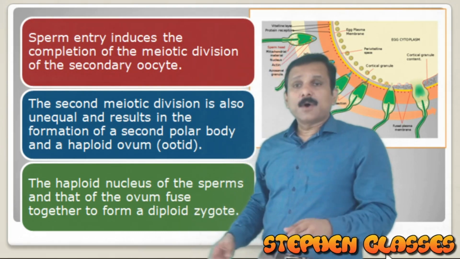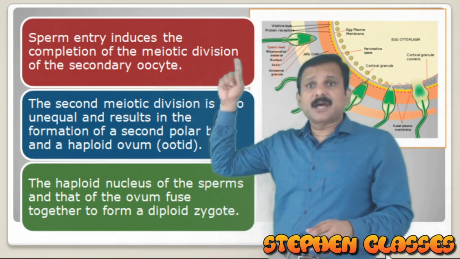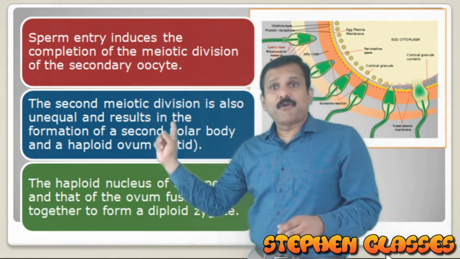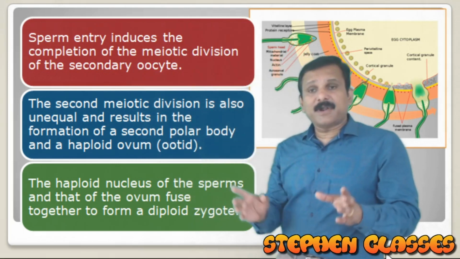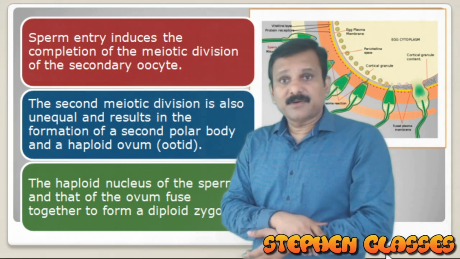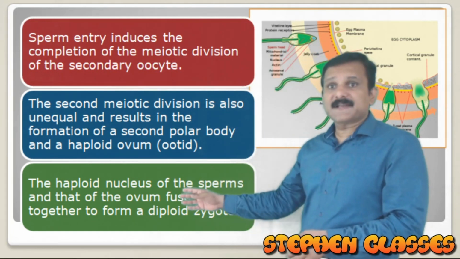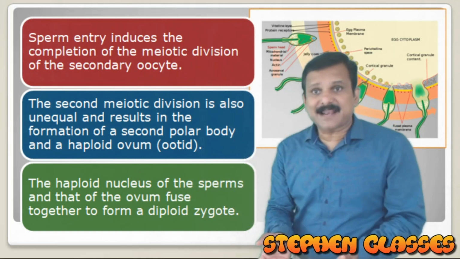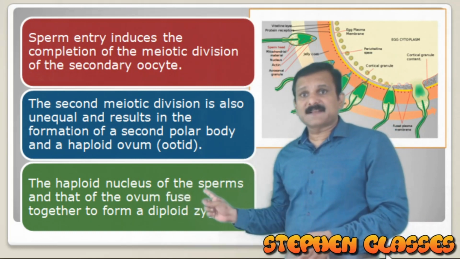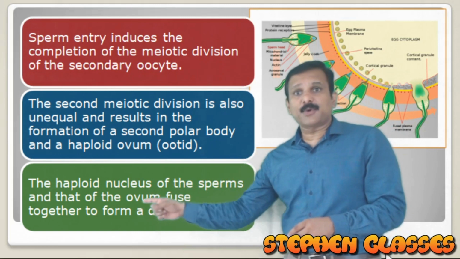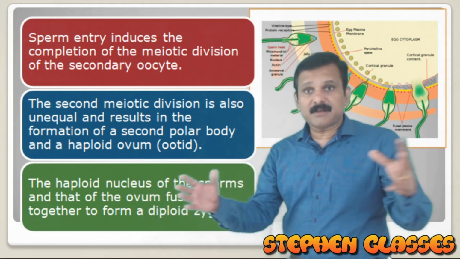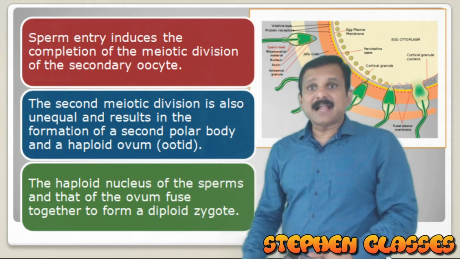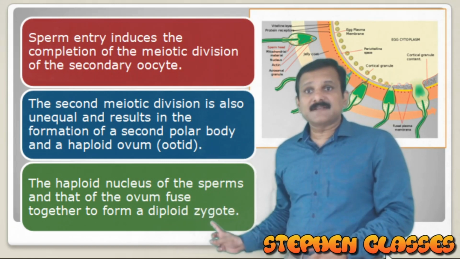So here, only after the sperm entry, there will be completion of the second meiotic division and formation of a second polar body and an ovum. You got it? Now you can see two haploid nuclei within that cell: the haploid nucleus of the sperm and the haploid nucleus of the ovum. Both of them will fuse, and that will result in a diploid zygote.